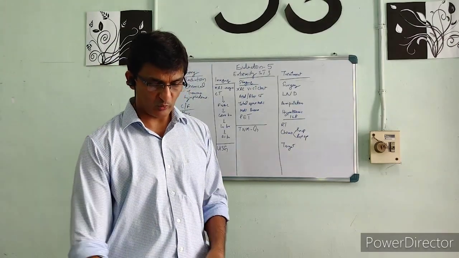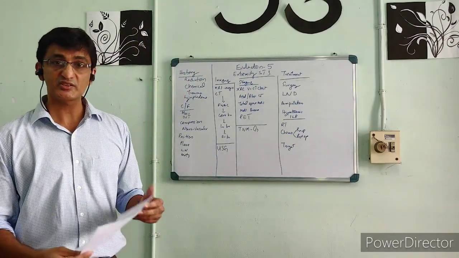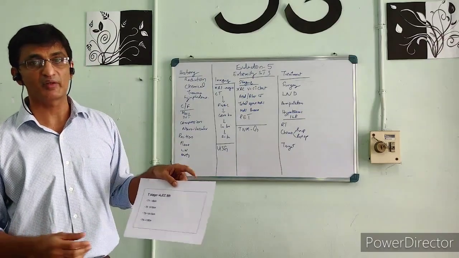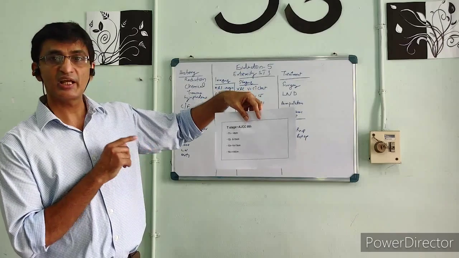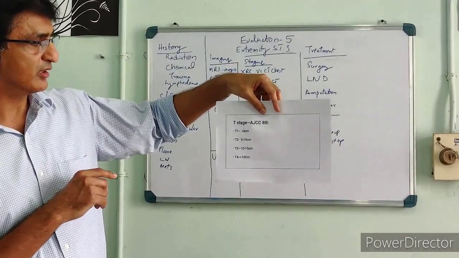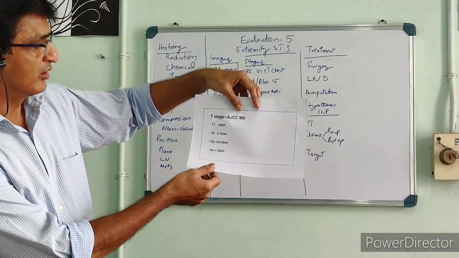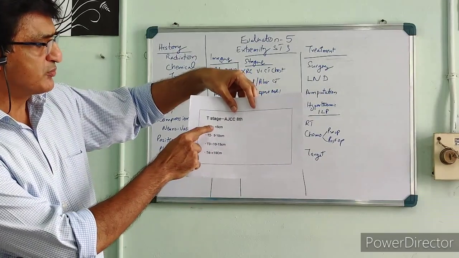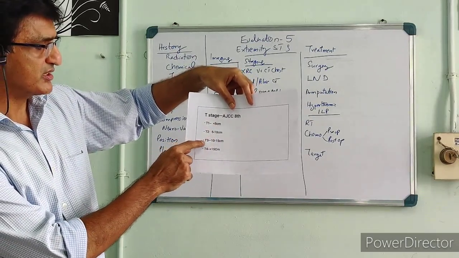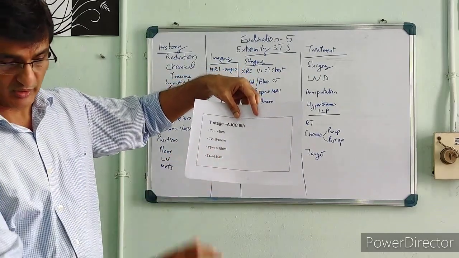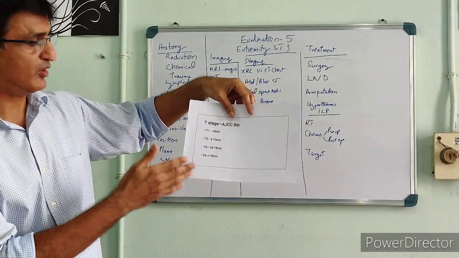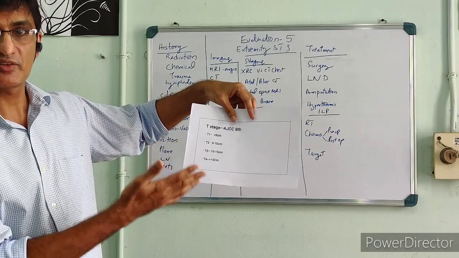Now I will briefly tell you what the staging is. Okay, this is the latest staging. Many books are not giving the staging. So this is AJCC 8th staging. T1 is less than 5 centimeters, T2 is 5 to 10 centimeters, T3 is 10 to 15 centimeters, and T4 lesion is more than 15 centimeters. Okay. N1 is node positive, M1 is metastasis positive.